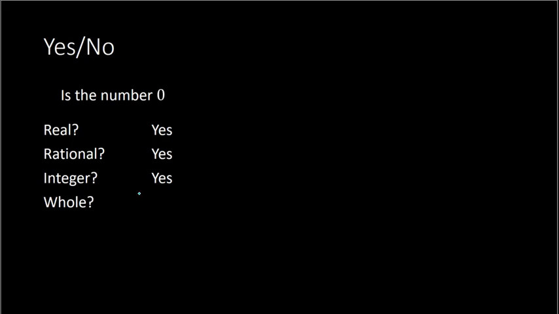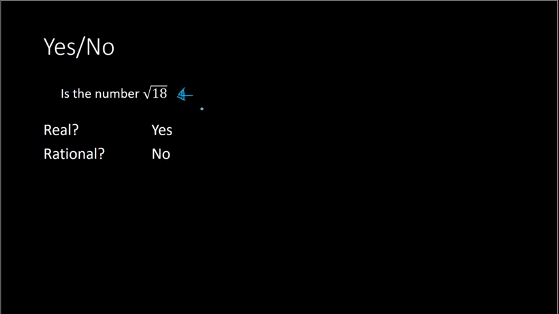Next, would it be whole? It is a whole number because whole numbers start at the number 0 and go on from there. So 0 is where the whole numbers start. So yes, it would be a whole number. And then lastly, would it be a natural number? This would not be natural because natural numbers start at 1 and go up from there. So this would not be natural.